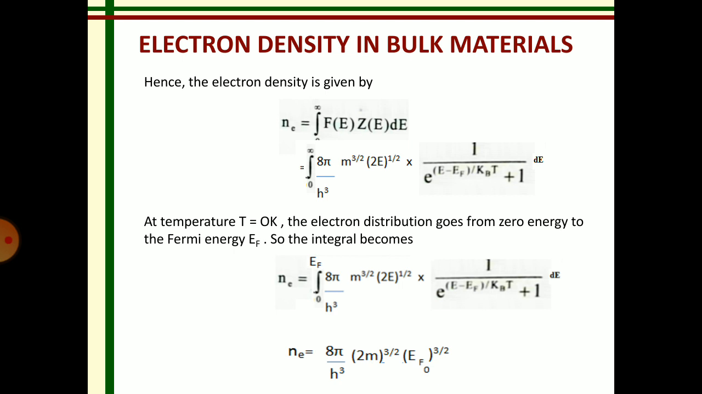Then at T equal to 0 Kelvin, the upper energy limit will be transferred into the Fermi energy, so the limits will be changed. Therefore, Ne is equal to the integral from 0 to Ef. Then after integrating this whole equation, we will get the density of electrons of the bulk material: Ne is equal to 8 pi divided by h cube into (2m) whole power 3 by 2 into Ef naught whole power 3 by 2. This is the final equation.